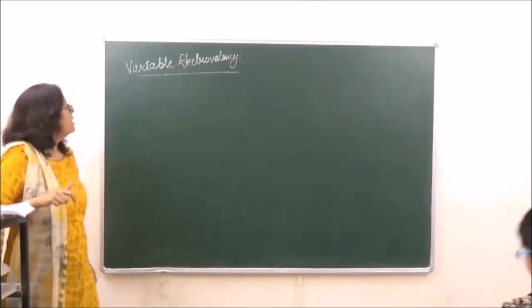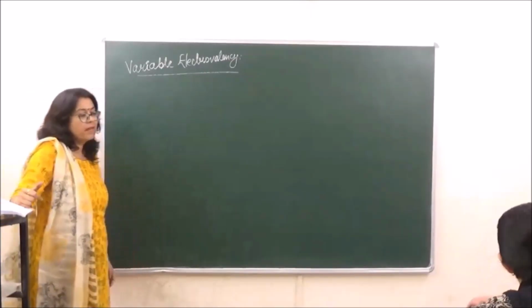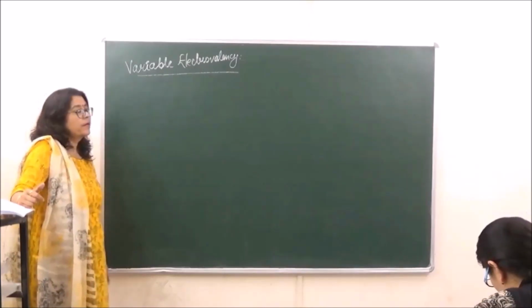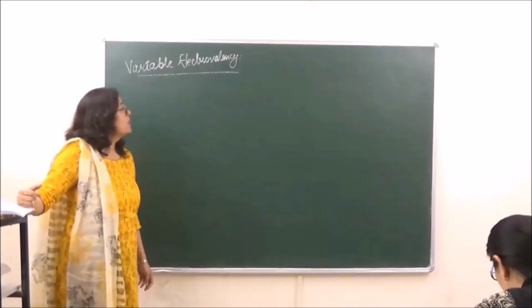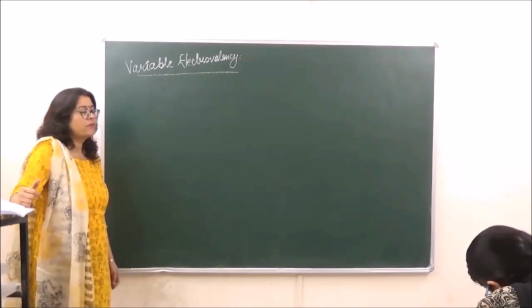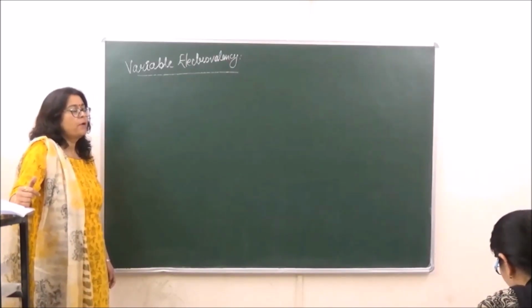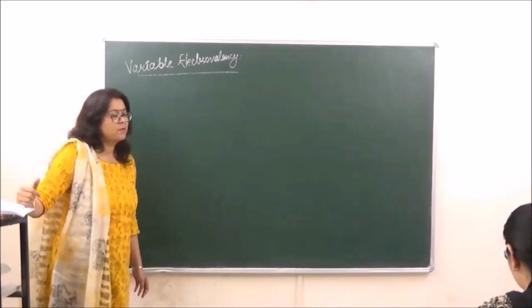The topic is variable electrovalency. What do we understand by electrovalency? Electrovalency we studied in the previous class. When a bond is formed by transfer of electrons, that is known as electrovalency, right? And the electrovalency of every element is going to be the number of electrons in the outermost shell. That is what we had studied in the previous class.